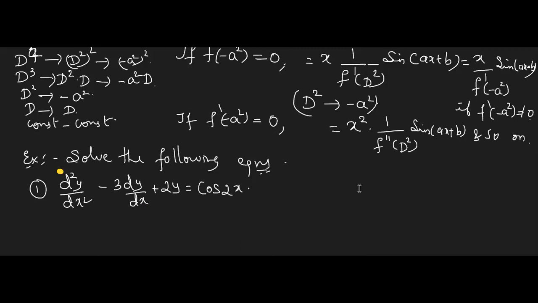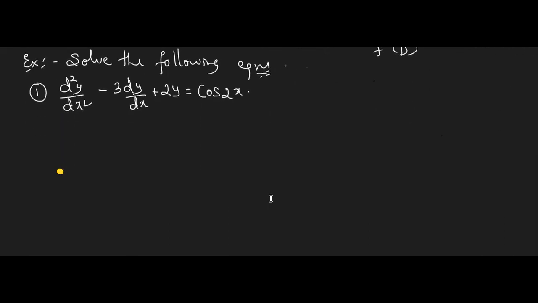See, I explained the procedure. When sine is there, the same procedure applies whenever cos also is there. Got it? Yeah, let me just take this example and solve it. Tell me the equation in D.